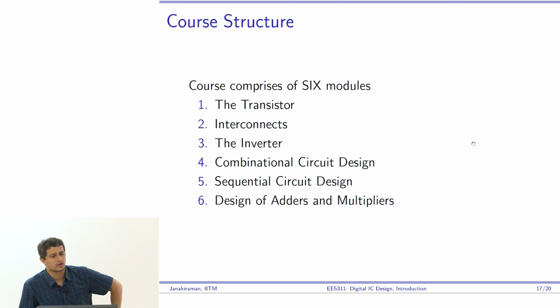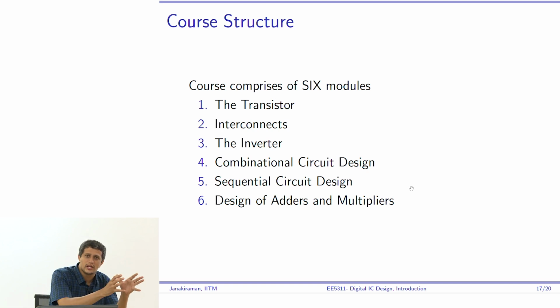So what is the course structure? The course structure essentially comprises 6 modules, okay? The transistor, interconnects, the inverter, combinational circuit design, sequential circuit design, and design of adders and multipliers. This last block is basically the thing which is going to deal with the ALU actually. How do I design my multiplier? How do I design my multiply accumulator?